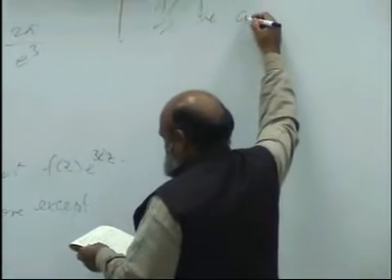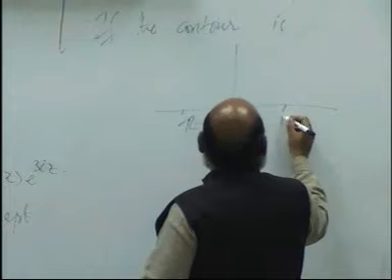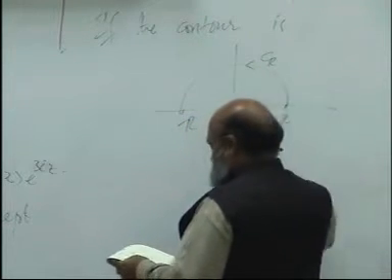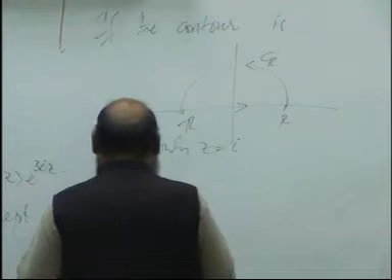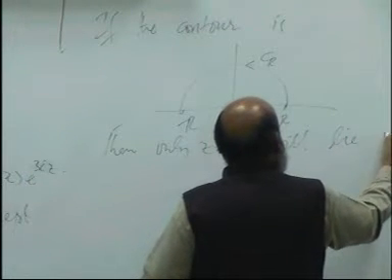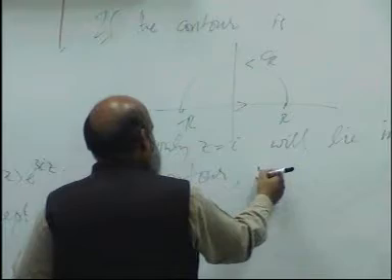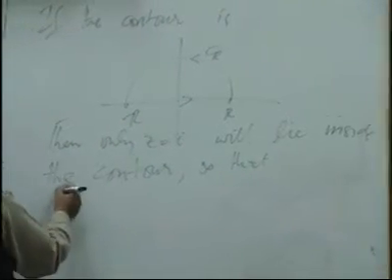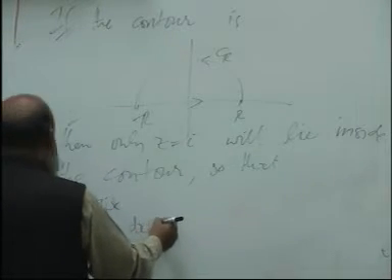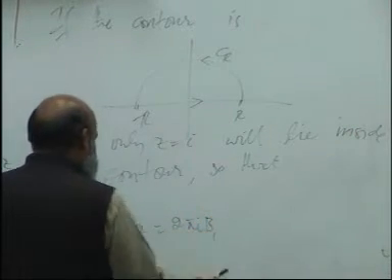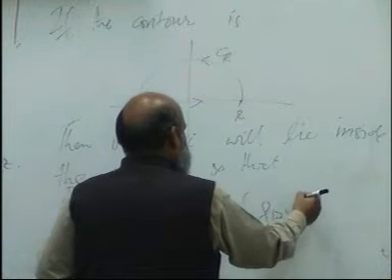If the contour is this one, then only one singular point, only z is equal to iota, will lie inside the contour, so that this integral from minus r to r of e power 3 iota x over (x square plus 1) whole square dx is 2 pi i times b1, the residue, minus the integral over CR of f of z e power 3 iota z dz.